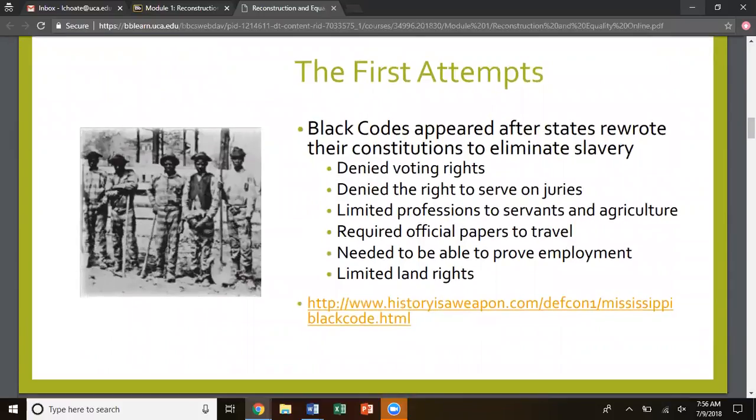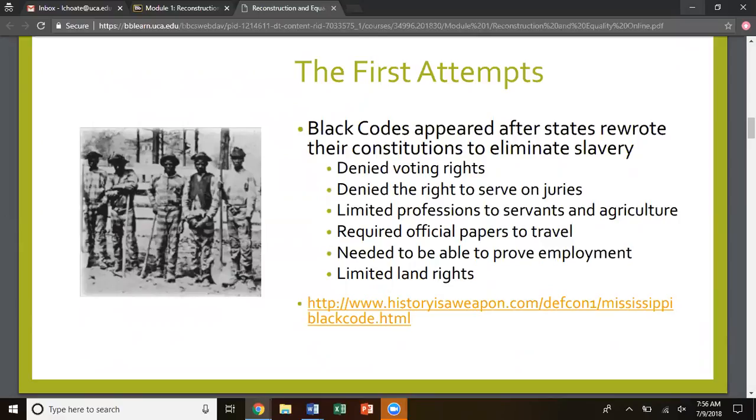And so one of the first attempts to do this is the use of Black codes. Because Southern states had to get rid of slavery in their constitutions, they had to replace, in their opinion, that information, those rules, with something else. And so they developed Black codes. Now, the word slavery was never used in these Black codes in the constitutions, but they did serve to deny voting rights, deny the right to serve on juries, limit professions, and require official papers to travel. They had to prove employment, and they had limited land rights. All of these things applied to Black citizens in the South.